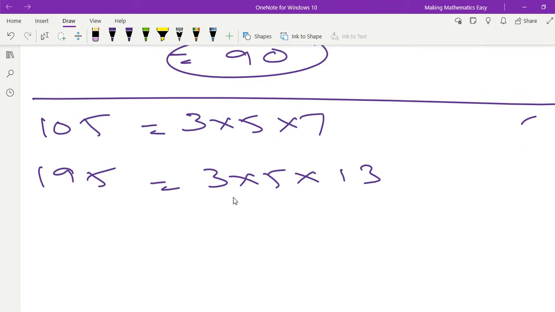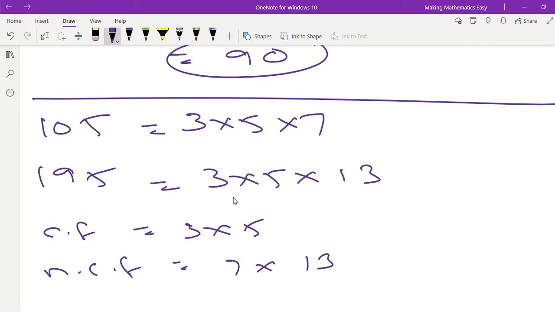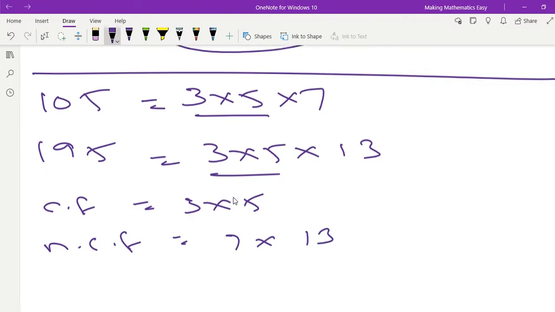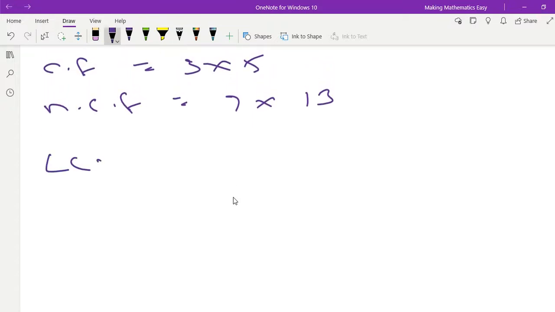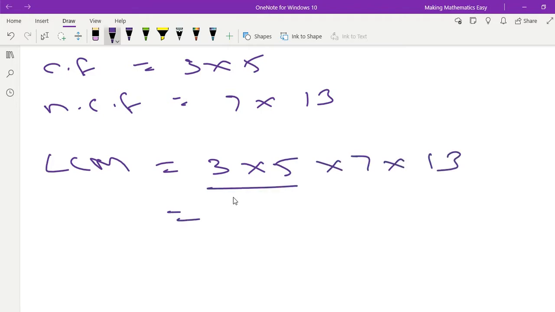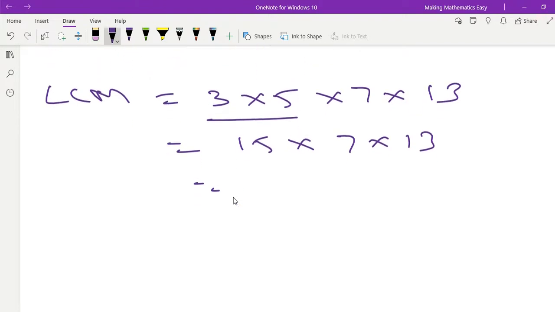Now let us find out the common factor, which is 3 and 5, which we can clearly see from here, which is 3 into 5, and the non-common factor is 7 into 13. This 3 and 5 is common, 7 and 13 is non-common. So our LCM will be 3 into 5 into 7 into 13. So this will be 15, 3 5s are 15, into 7 into 13. So this is simply a multiplication.